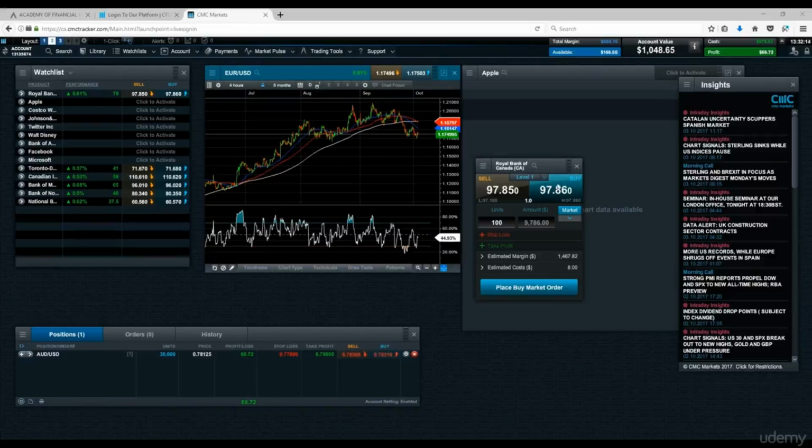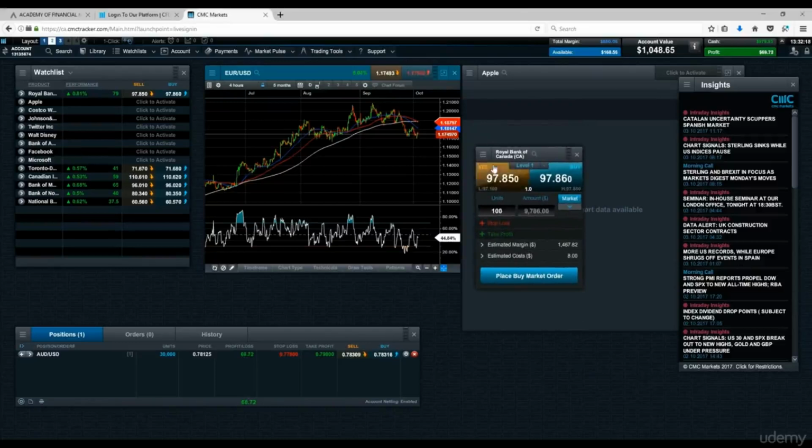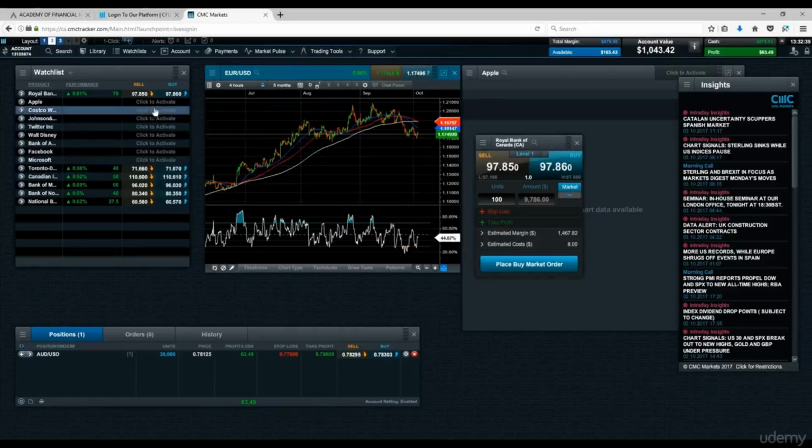So as you guys can see here, if I just take a look at this Royal Bank of Canada stock with the TSX, there is actually a small spread here, and it's 1 cent. So if I were to purchase 100 units, there would be the 1 cent spread. So it's not pips in stocks, it's just the cent. All stocks are probably a little bit different though.